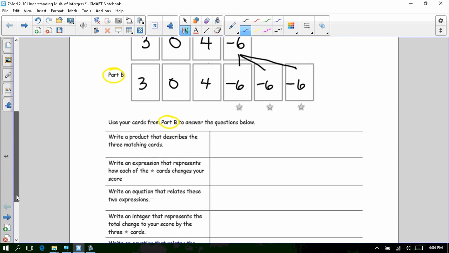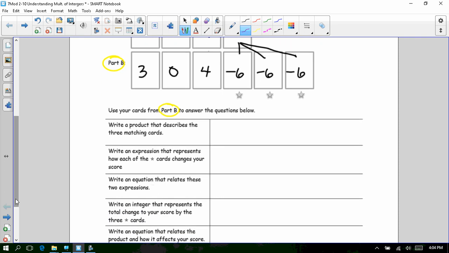So it says, write a product that describes the 3 matching cards, right? Write a product, the answer to a multiplication problem. How many of those do I have? Well, I have 3 cards that are all -6s, right? 3 cards that are all -6s.